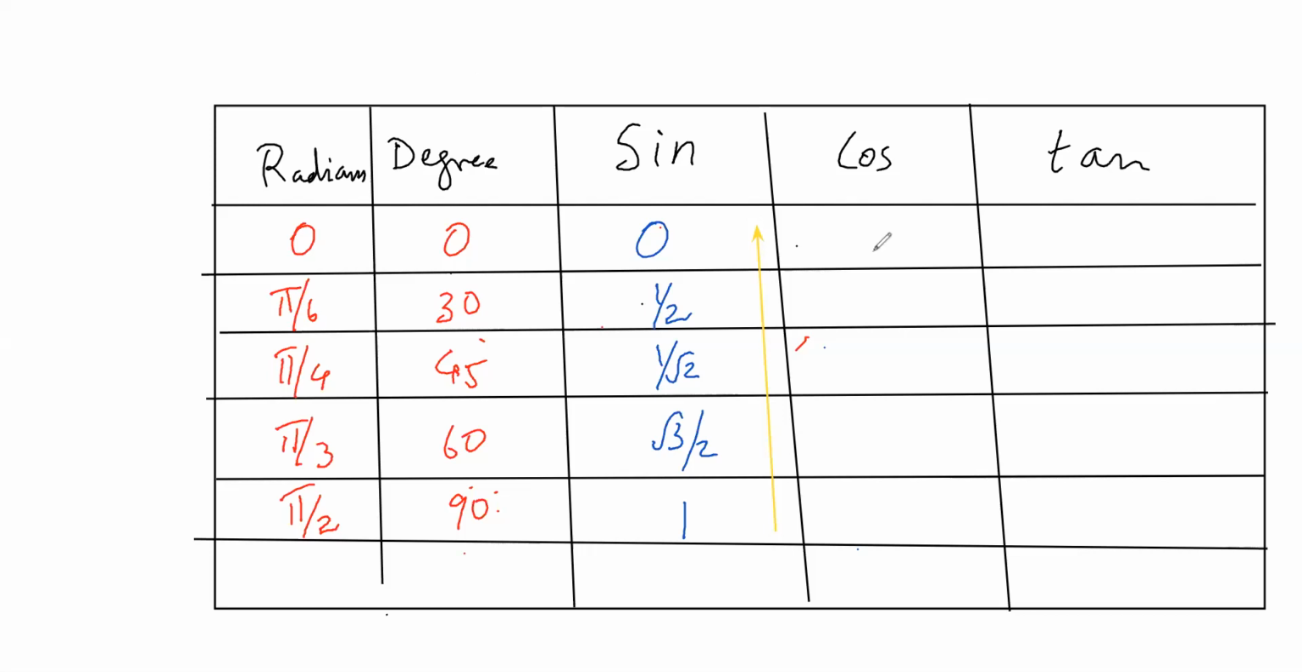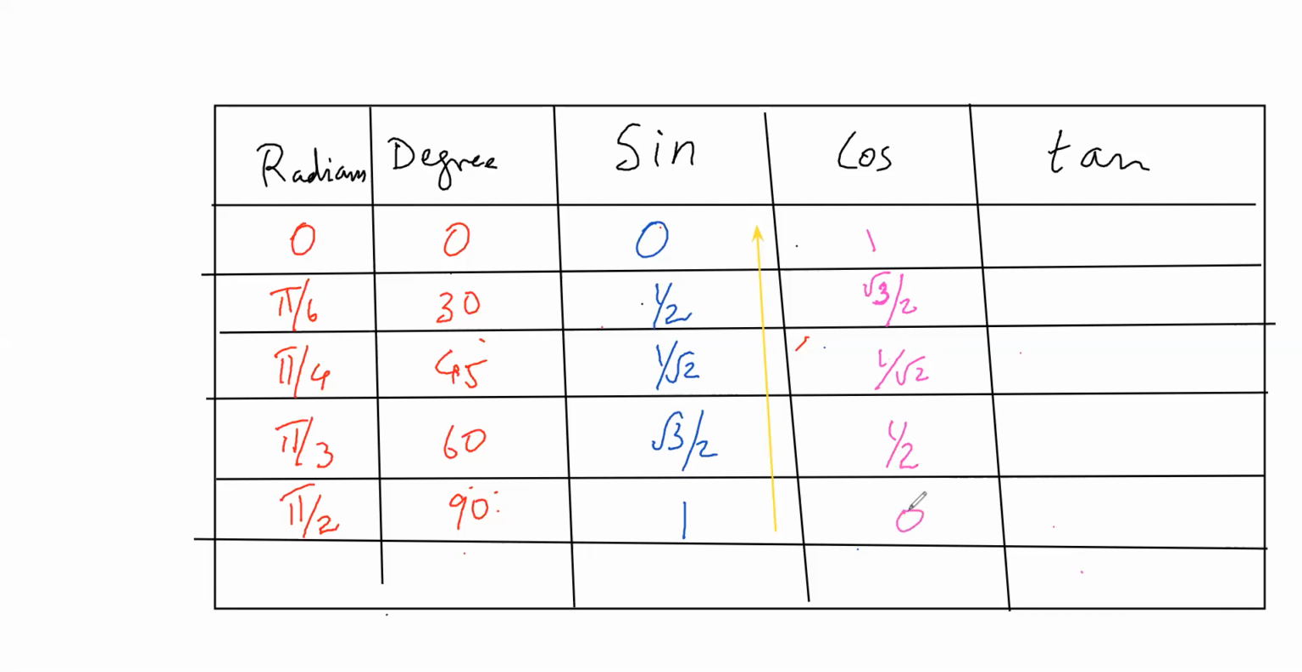So cos 0 is 1. Then root 3 by 2. Then 1 by root 2. Correct? Then 1 by 2, and cos 90 is 0. Just the reverse of sine.